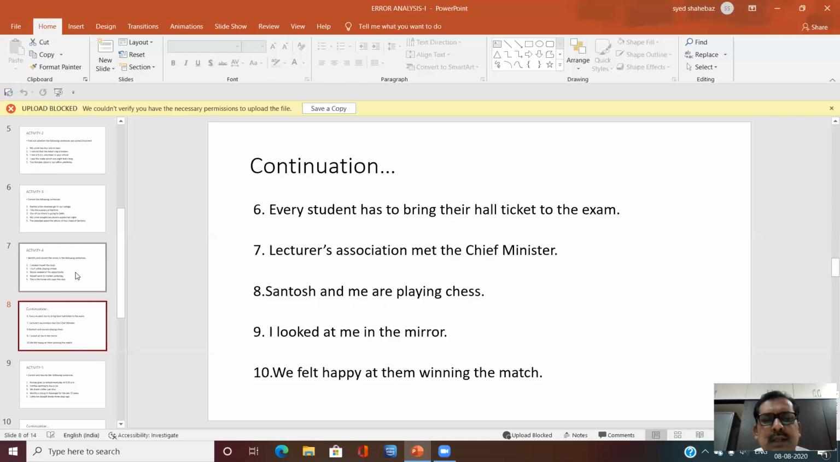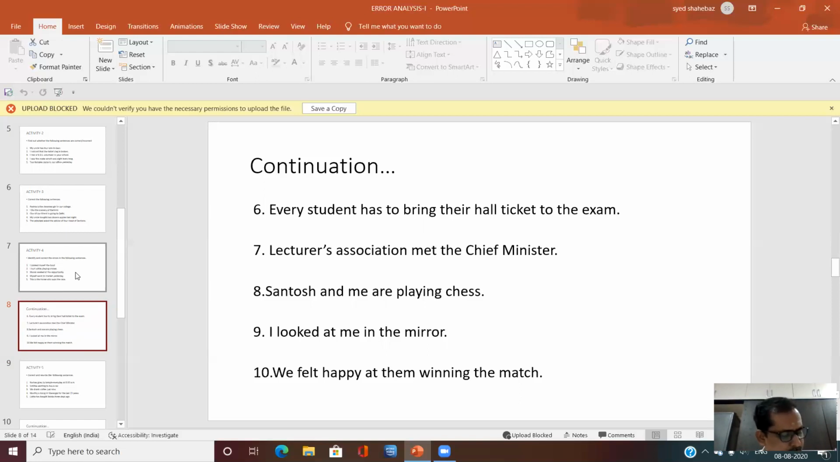Next sentence, Lecturers Association met the Chief Minister. Here, the mistake is in the use of the apostrophe. As written, it gives the meaning of one lecturer's association. That is wrong. The apostrophe should be after the s: Lecturers' Association met the Chief Minister.